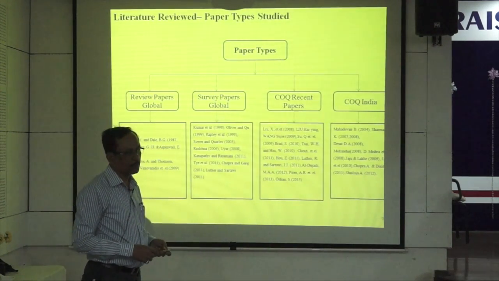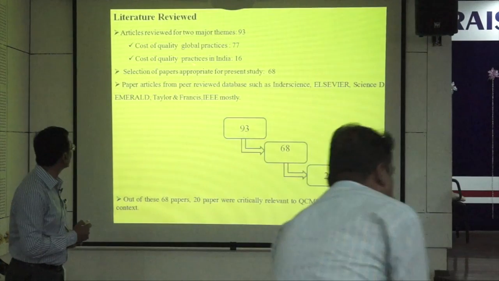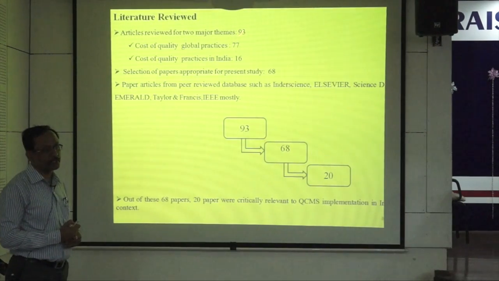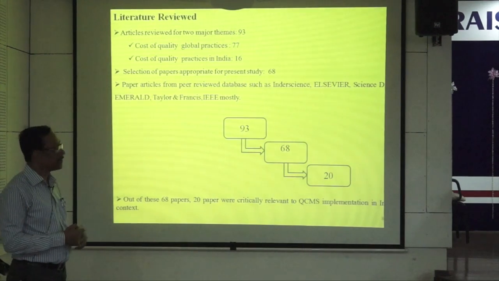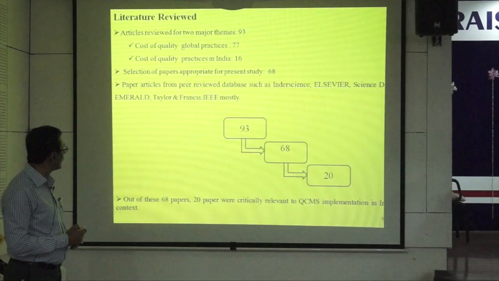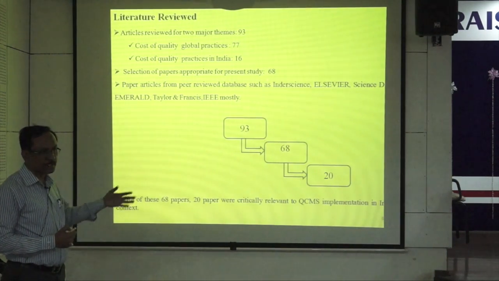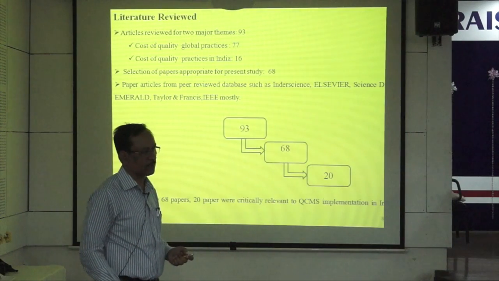So 93 was on advanced manufacturing systems? No, the 93 are overall, on the global cost of quality practices, not on advanced manufacturing. So how many were applicable in advanced manufacturing systems? The recent papers. Yes, sir. Yes, it is okay.